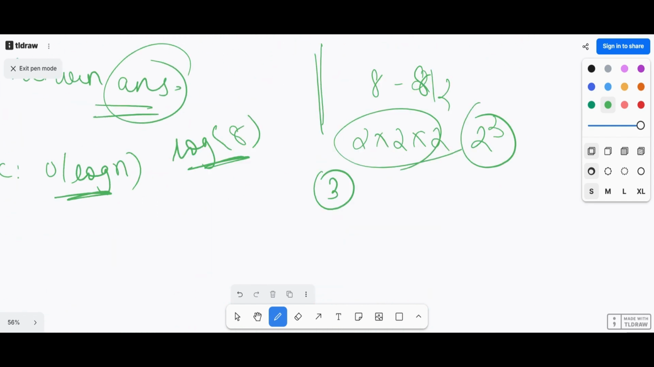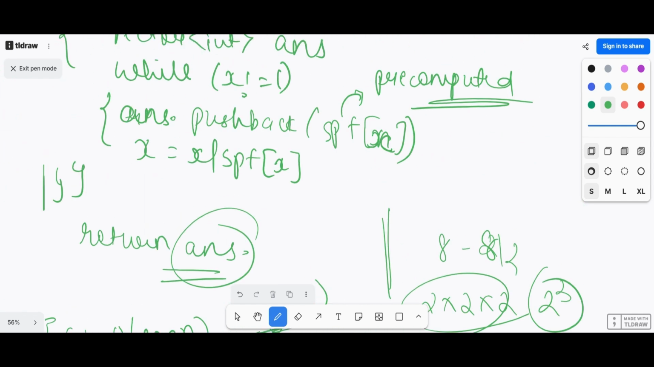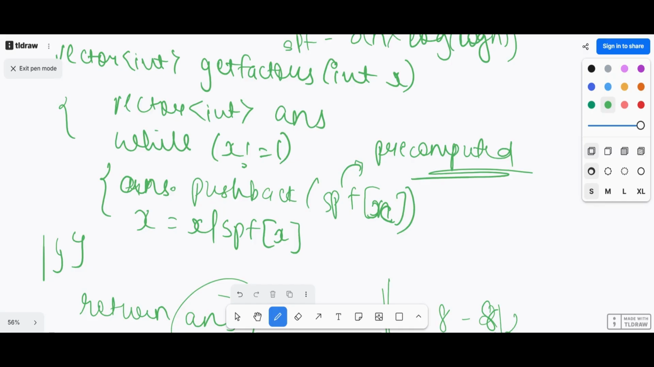So in the next video, I'll be covering some questions related to these algorithms. You'll actually get hands-on experience on how to use these algorithms, what type of questions they will be used in, and so on. So stay tuned for the next video.